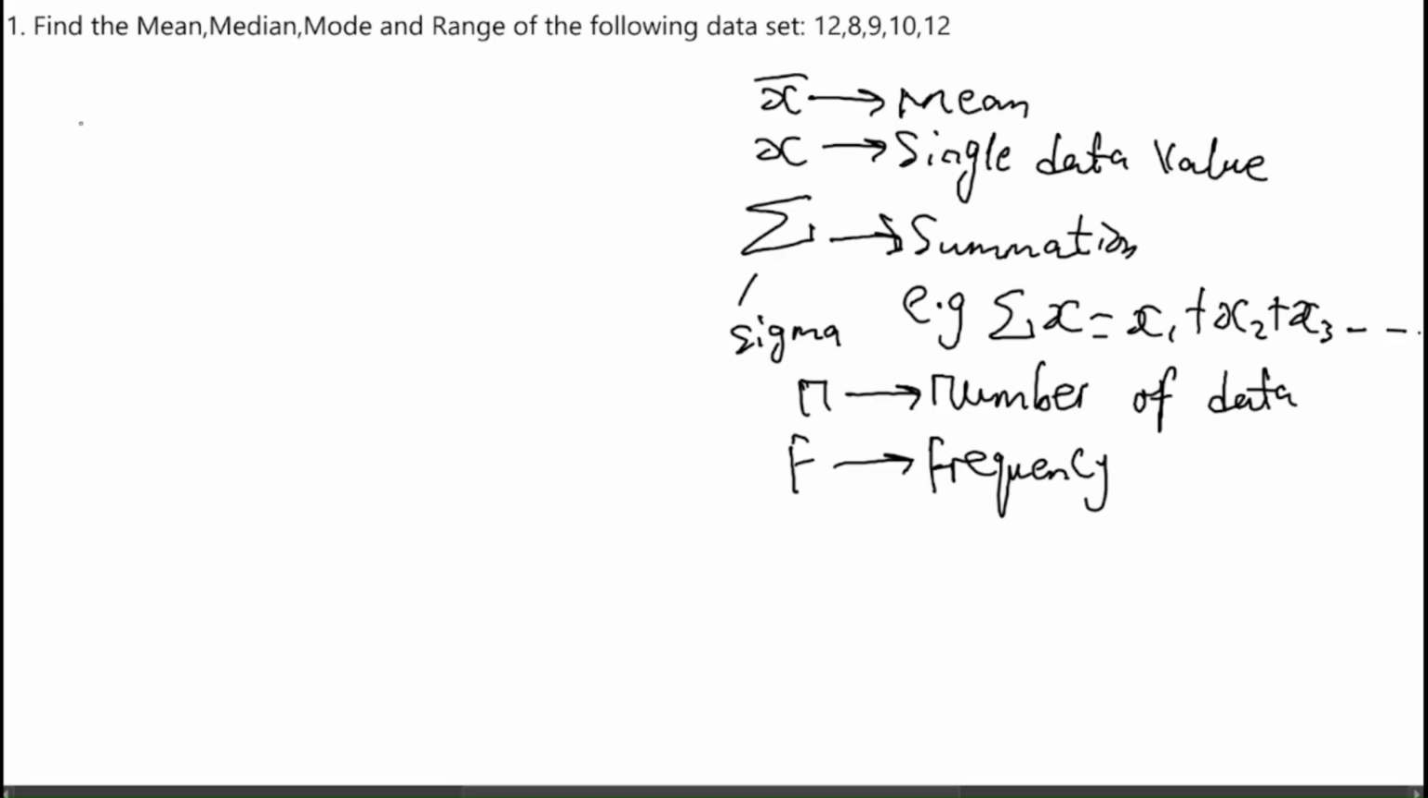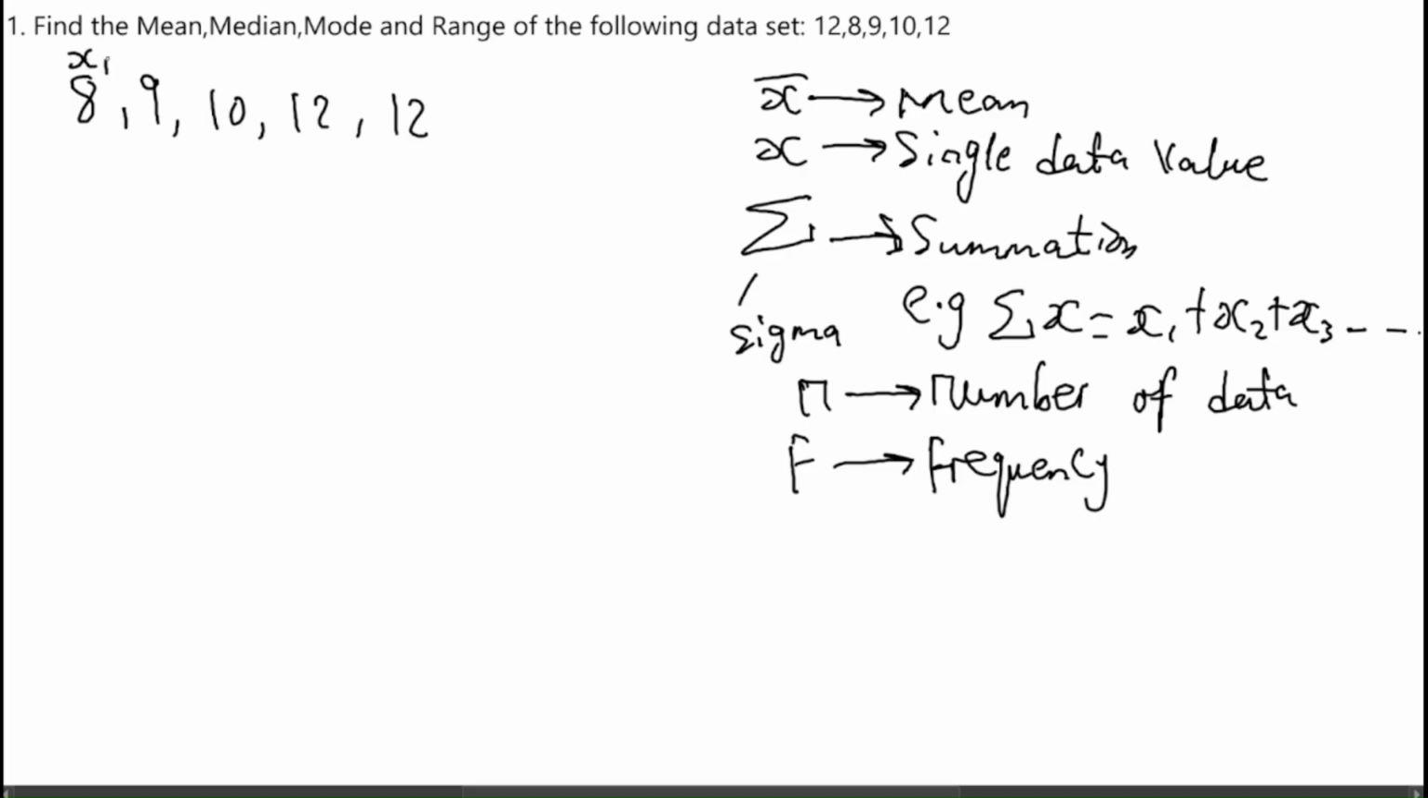Now, let's go to the question. The question says, find the mean, median, mode, and range of the following data set. 12, 8, 9, 10, 12. The first thing I would recommend doing is arranging the data in increasing order. The lowest data is 8. Next is 9, 10, 12, 12.